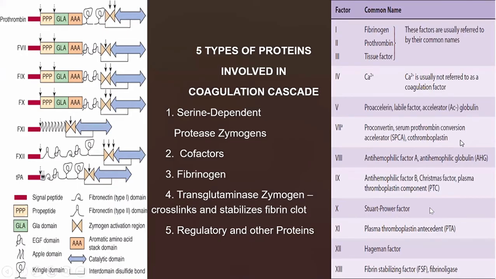The serine-dependent protease zymogens. When we say zymogens, inactive enzymes. Cofactors, the fibrinogen itself. Number 4, transglutaminase zymogen. That's your factor 13. It's also important, because even if you make fibrin, it's not stable and will just break down, like short-term relationships. So you need the transglutaminase zymogen. Then your regulatory and other proteins.